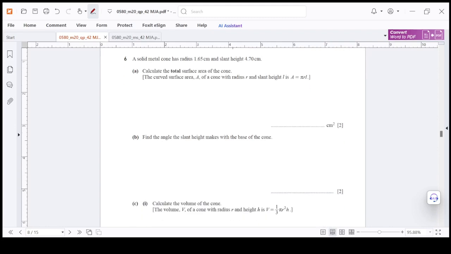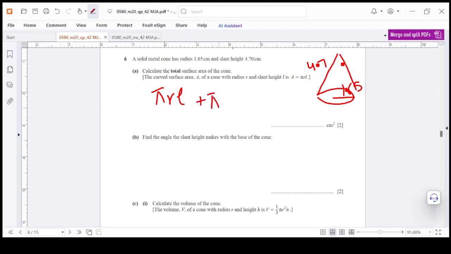Next up, a solid metal cone has a radius of 1.65 meters and a slant height of 4.7. Let me make that. So slant height is this height, which is 4.7, and the radius is 1.65. What a beautiful cone I've made. But anyway, calculate the total surface area of the cone. Total surface area is the slant surface area, which is pi RL, and the bottom surface area, which is pi r squared.